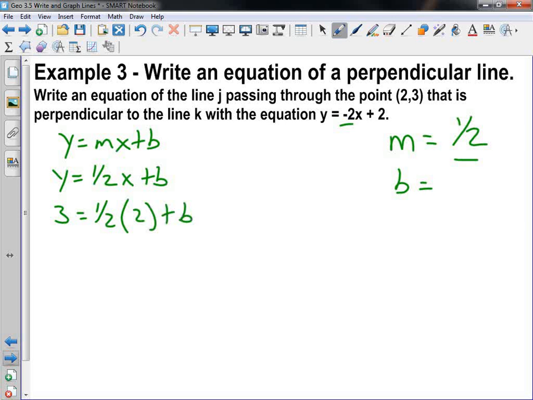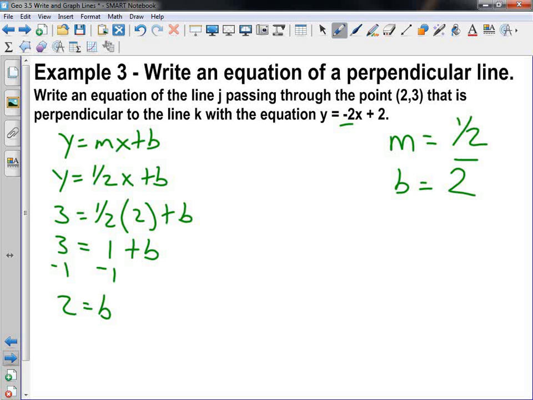Okay, good. Right? So Brenda helped me. She gave me my m, she gave me my x, and she gave me the b. Now all we have left to do is solve for b, right? 1/2 times 2, minus 1, we get 2 is equal to b. So my b value is 2.